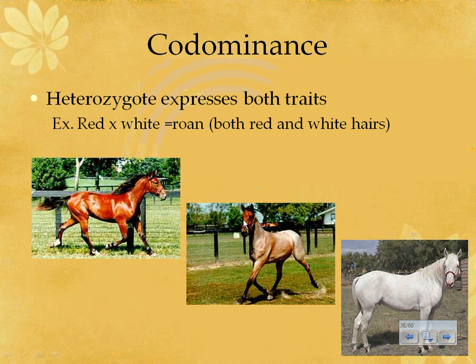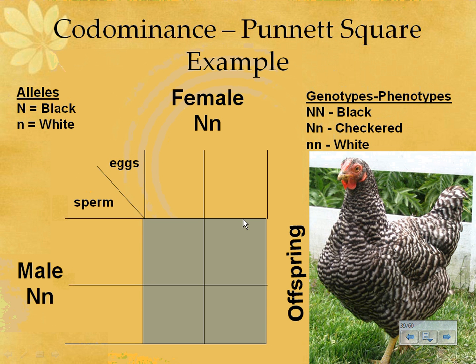If we look at something called codominance, in horses, heterozygous expresses both traits. In horses, red and white equals a roan color. Another example of codominance is in chickens, where we see both kinds of feathers. So again, a big N is going to be black, a heterozygous would be checkered, and little n would be white.